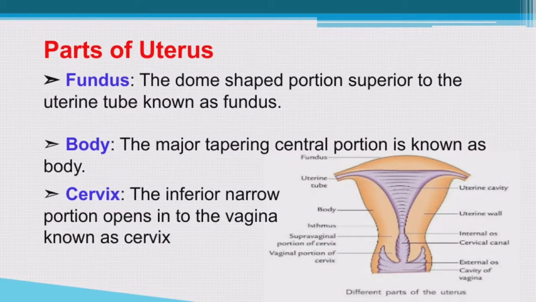Parts of uterus. Fundus, the dome-shaped portion superior to the uterine tube. Body, the major tapering central portion. Cervix, the inferior narrow portion that opens into the vagina.